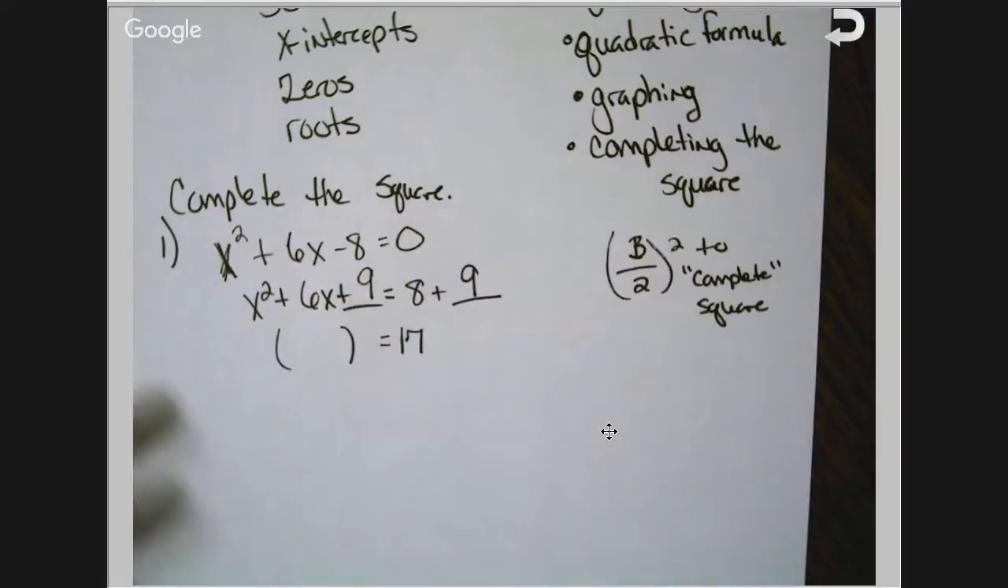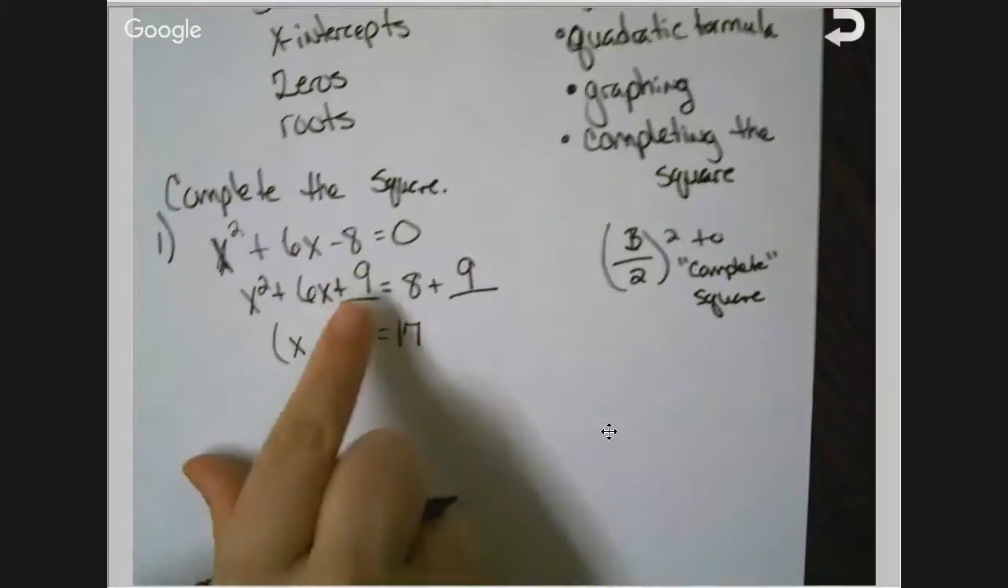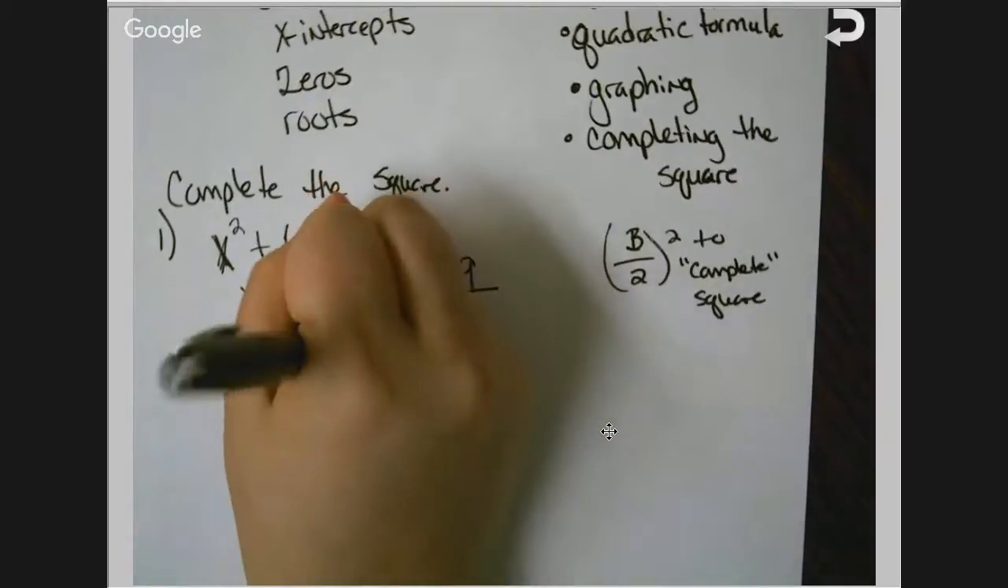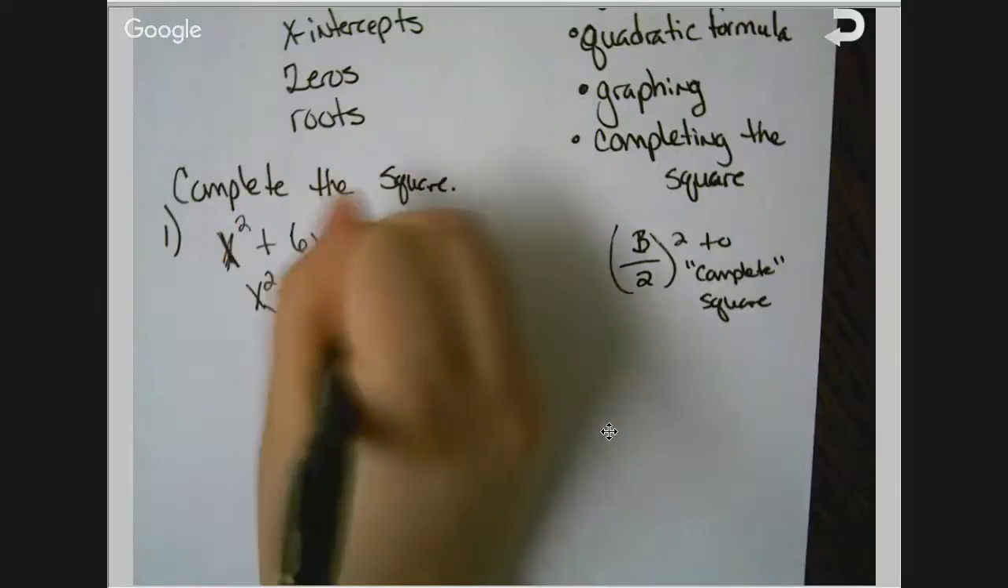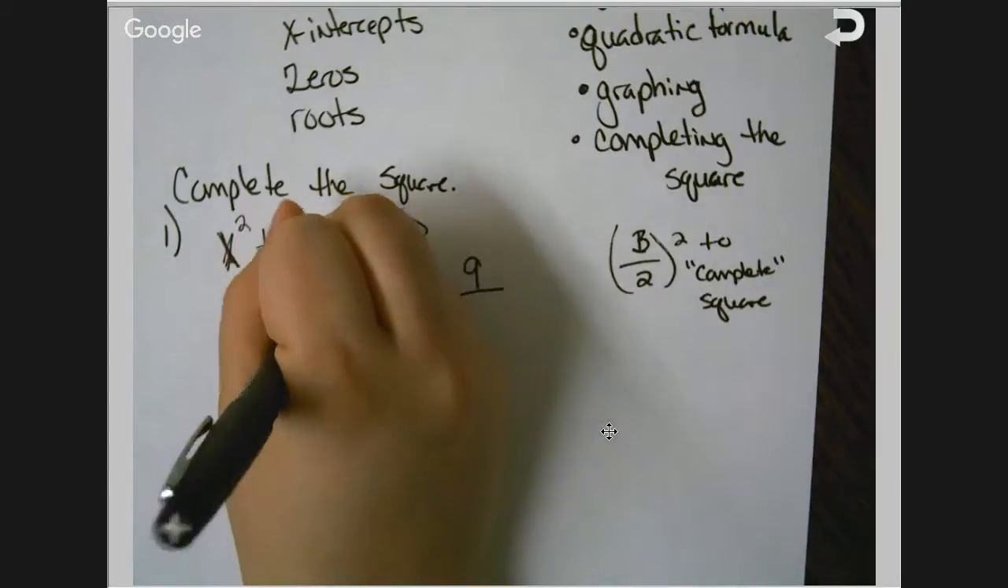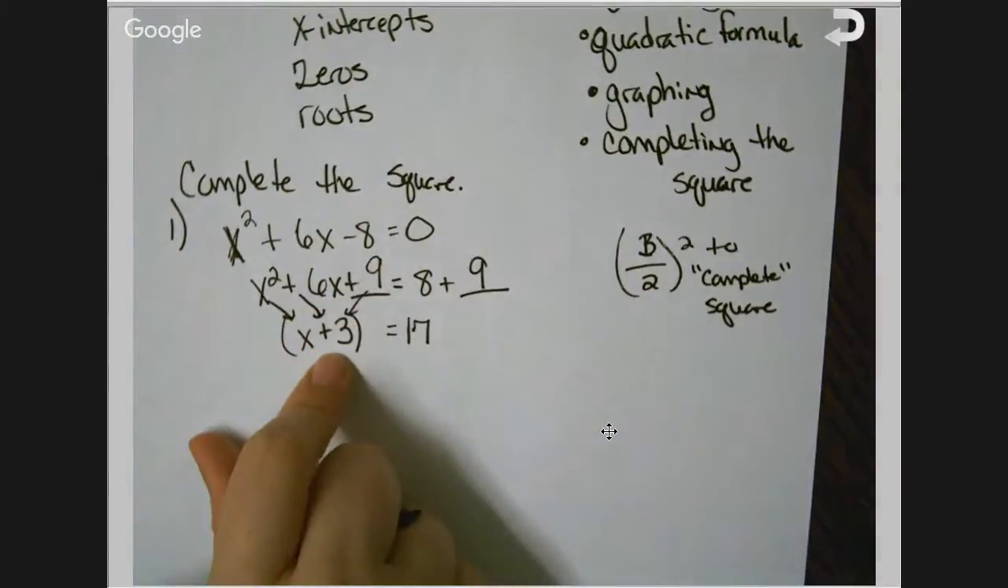Okay, so 8 plus 9 is going to give us a 17. Now, x squared plus 6x plus 9, the reason why I did this whole thing, why I decided to complete the square, was because you could factor a completed square, a perfect square trinomial, quite easily. You take the square root of the first term, which is just x, the square root of the last, which is 9, or which is 3, and then the sign in the middle. Square root of the first, square root of the last, sign in the middle.